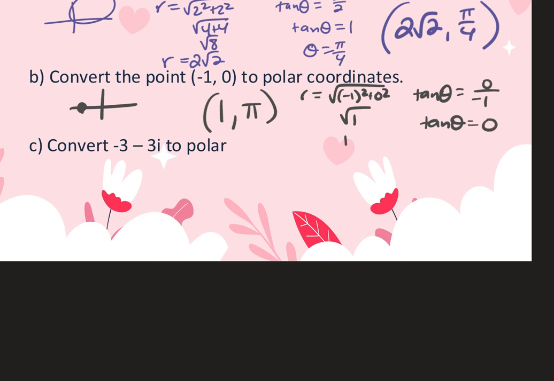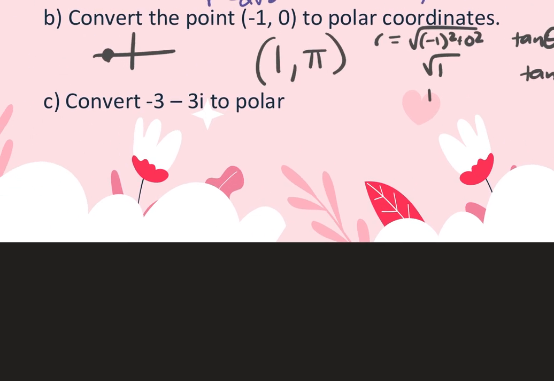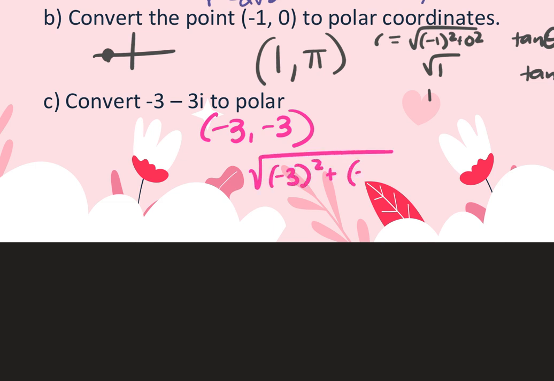Okay, then C is in a complex form. If the complex form throws you off, rewrite it. This would be (-3, -3). You don't need the i on it when you go to convert it. So the square root of -3 squared plus -3 squared is the square root of 9 plus 9, which is 18, and that's 3 root 2. That's your r.